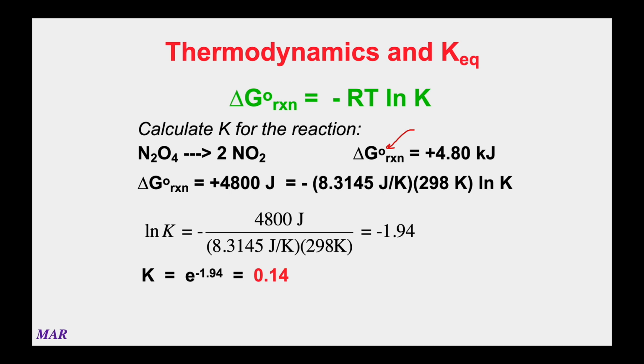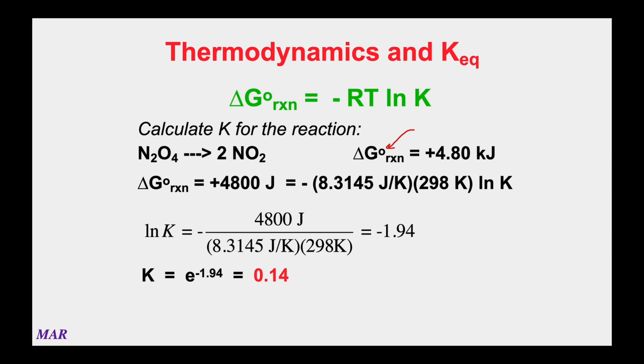K, if you figure it out, is going to be the anti-log, the e to the power of minus 1.94, and that equals 0.14. Please make sure you can do this in your calculator. In case you have to go from a delta G to a K, you'll need to use that anti-natural log, and so make sure you've got this process down.